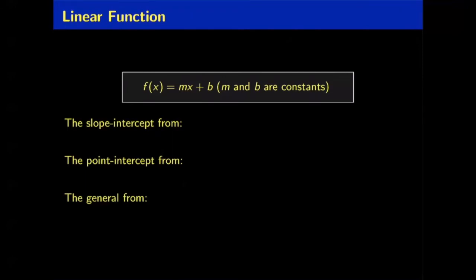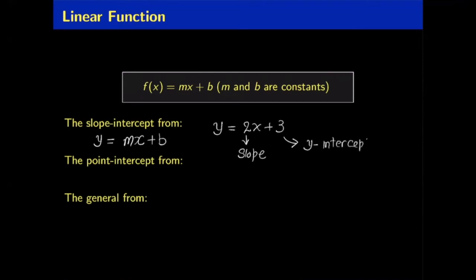The first way we can write the linear function is the slope intercept form, which is basically mx plus b. If I have to give you an example, it will be 2x plus 3. Here, m is the slope, as we discussed in the previous slide, and this constant b is called the y-intercept.